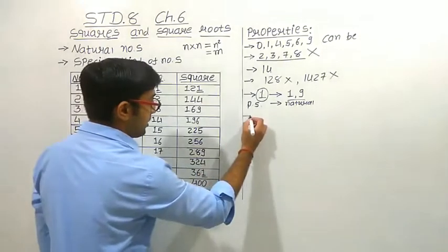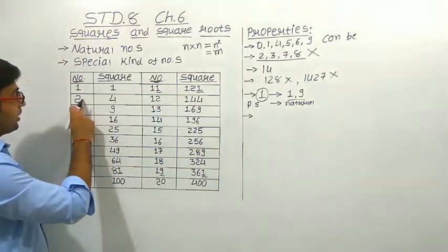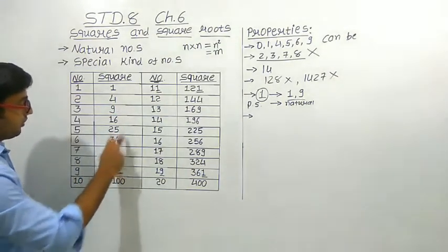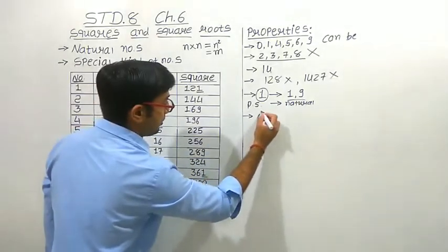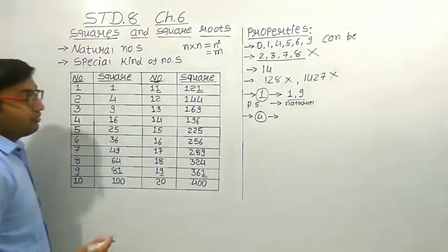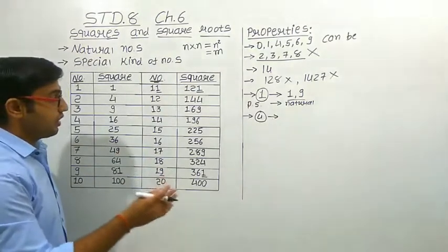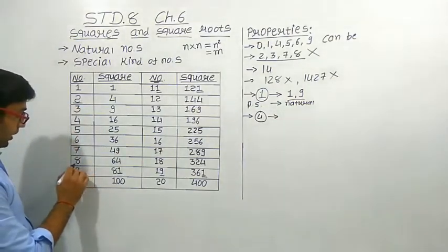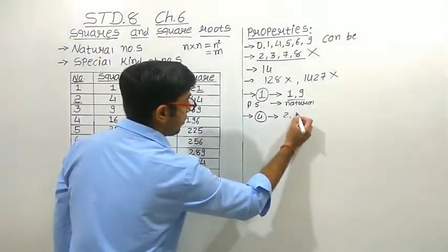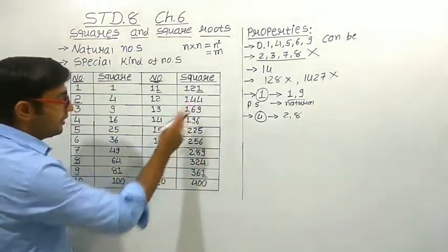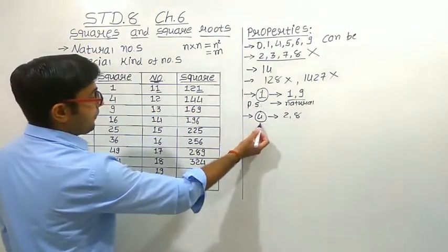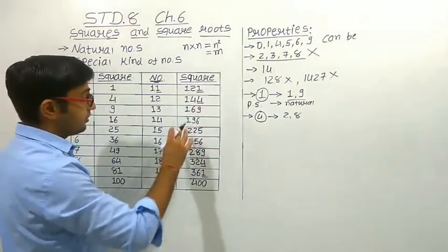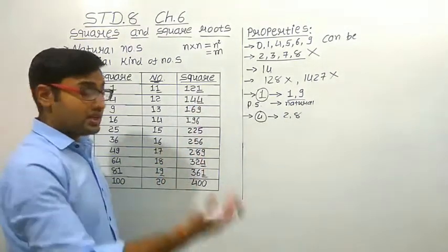In the same way, you can notice here that if the perfect square number unit place is 4, then they are the square of which kind of number? If there is a unit place number either 2 or 8. 2 or 8. Do not understand? See here. Where is the 4 at the perfect square? See, 4 is here and 4 is here. And these square numbers are of which natural number?